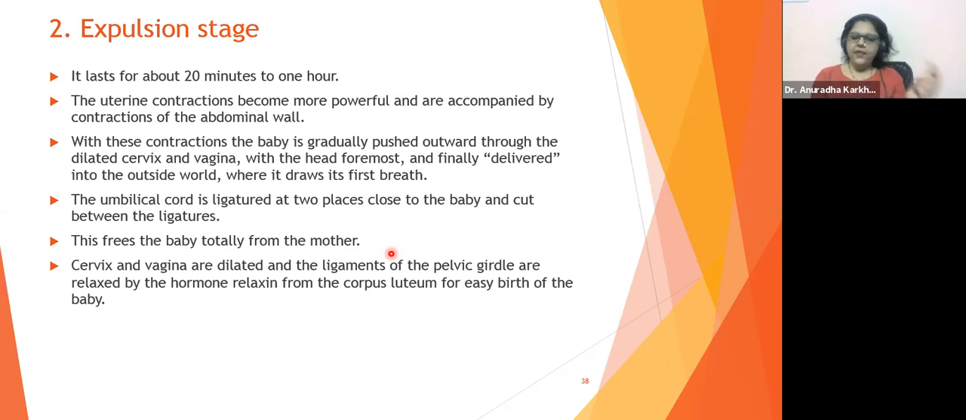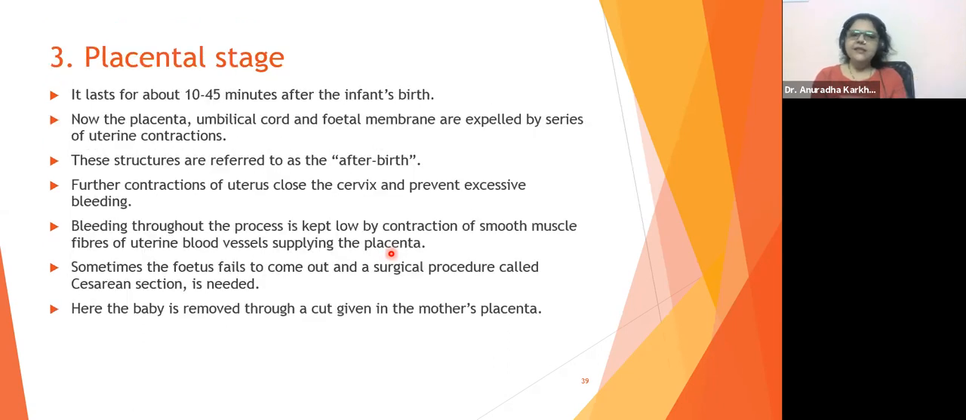And lastly we have the placental stage. It lasts for about 40 to 45 minutes after the infant's birth. The pelvic girdle is the girdle of your hip bones from the back, coxal bones from the sides, coming towards the pelvis, which is your entire pelvic girdle.